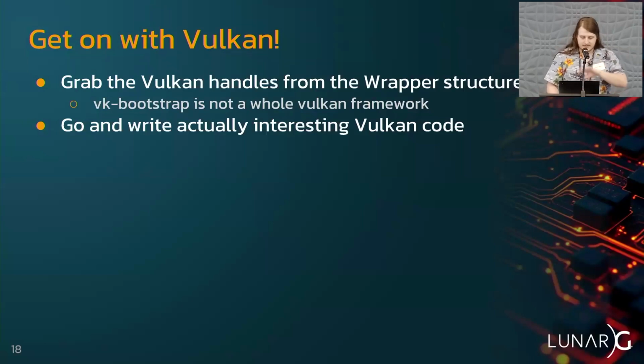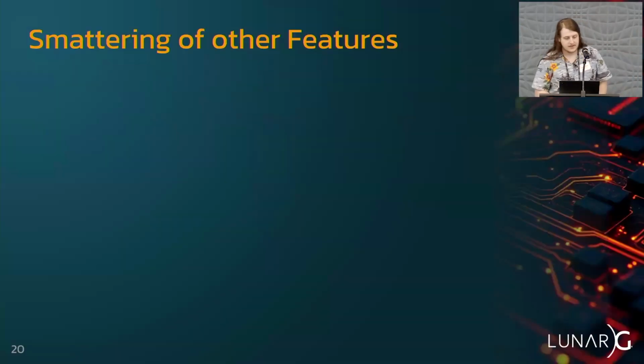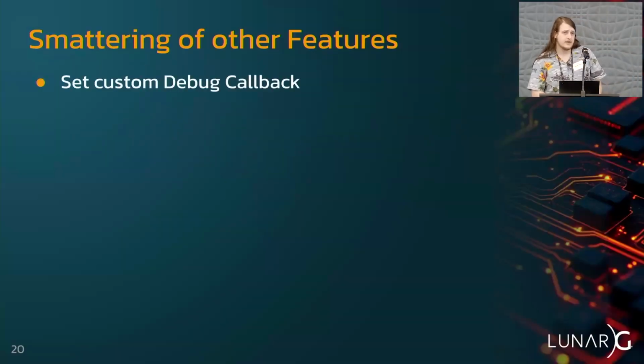and designs. All good things must come to an end, and you got to clean up after yourself like your mom taught you to. So here's a handful of cleanup functions you call: destroy your swap chain, device, surface, instance. You can use the wrappers to make it a one-line code. You could pull the handle out of it and do that yourself. Either way works. A smattering of other features that I may have touched on already. Debug callback, yeah, I said that.